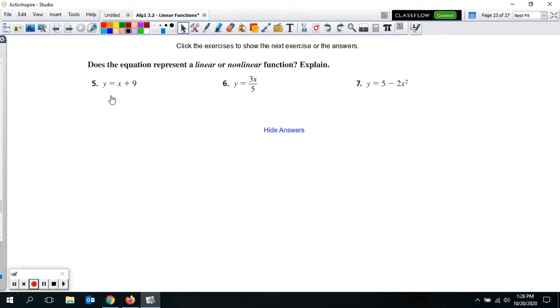Alright, so hopefully you have answers now for 5 through 7. Number 5, that is a y equals mx plus b equation, so that is definitely linear. It's in that form of y equals mx plus b.